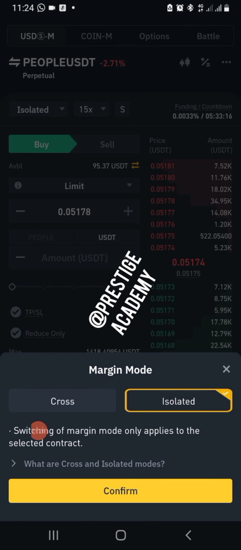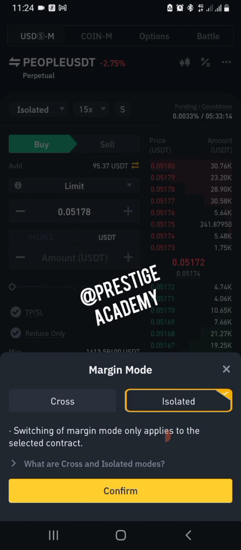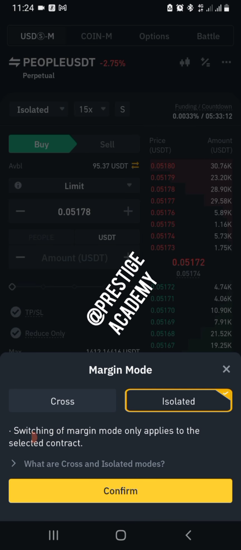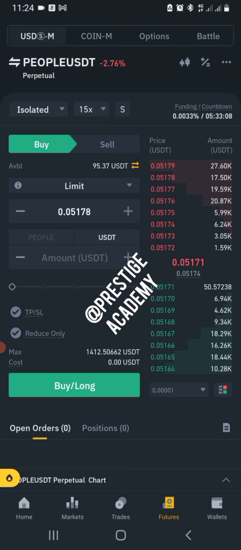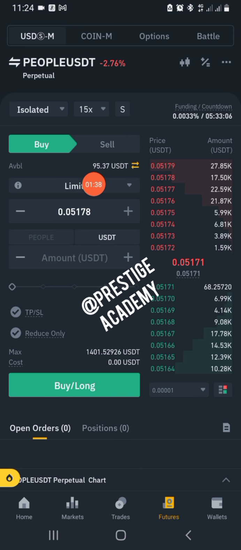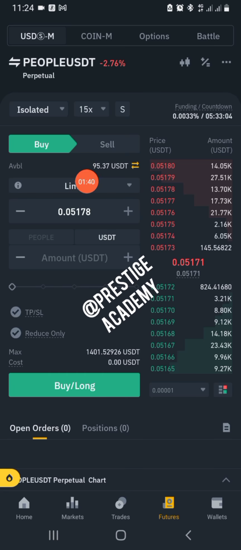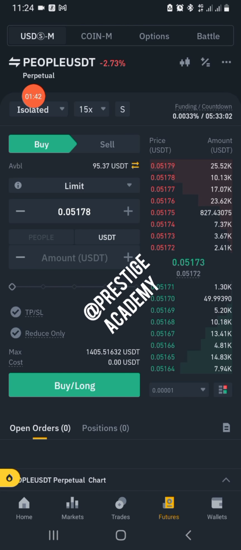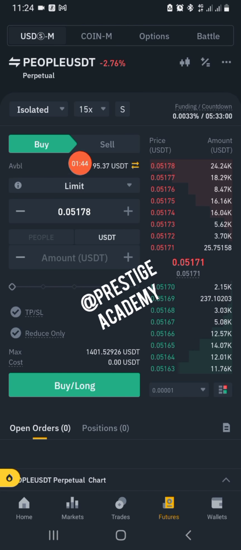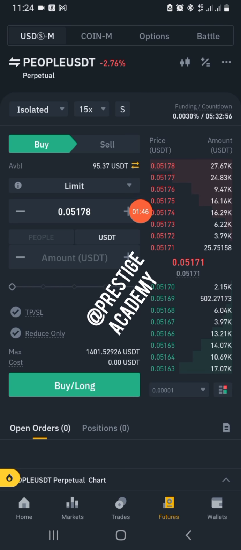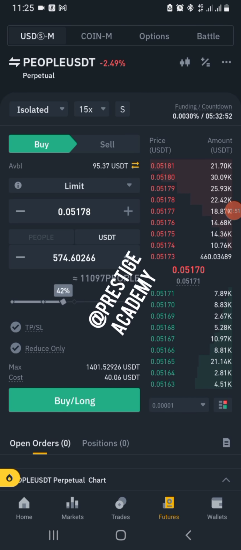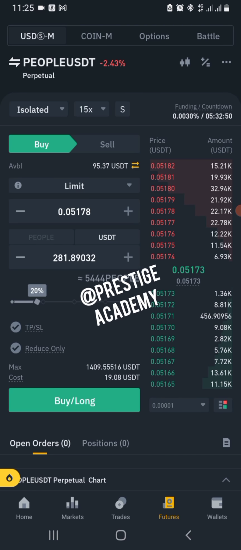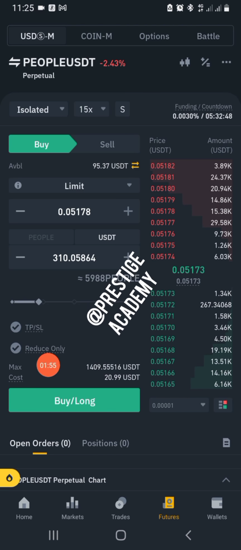Now we have cross and isolated margin. Let me tell us how cross and isolated margin works. For example, what we have currently in our futures wallet here is $95. Let's say we want to enter a trade with $20. We just want to use $20 of our margin. This is where you can drag it, and as you can see, this is $20.